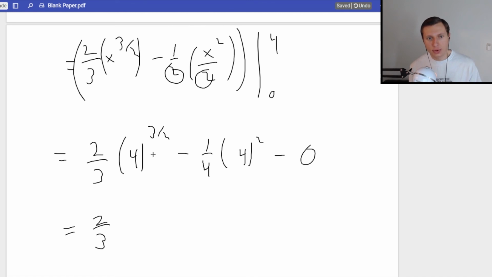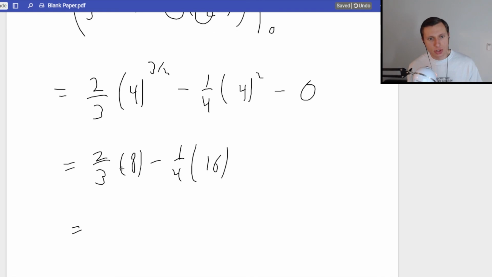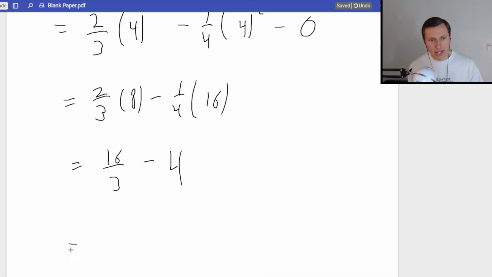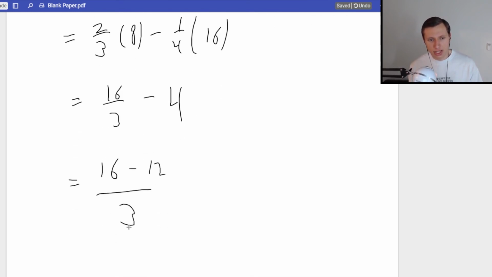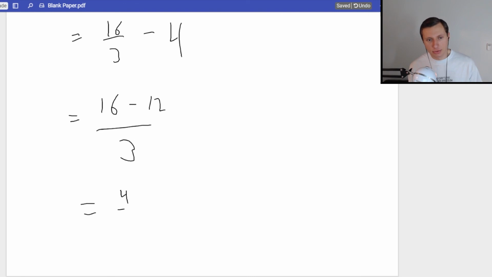2/3, 4 to the 3/2 power is like the square root of 4 cubed. So that's 2 cubed, so 8. Minus 1/4 times 4 squared is 16. So we get 2/3 times 8 will become 16/3 minus 1/4 times 16 is 4. Get a common denominator of 3. You'll get 12 in the numerator and a 3 in the denominator. We get a final answer of 4/3.